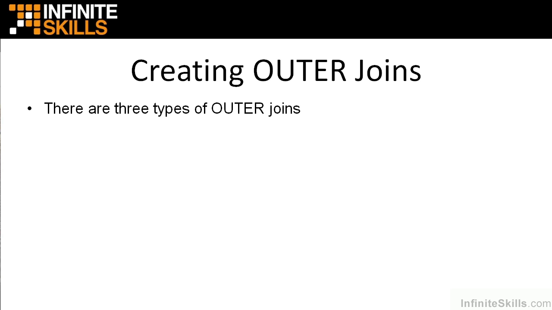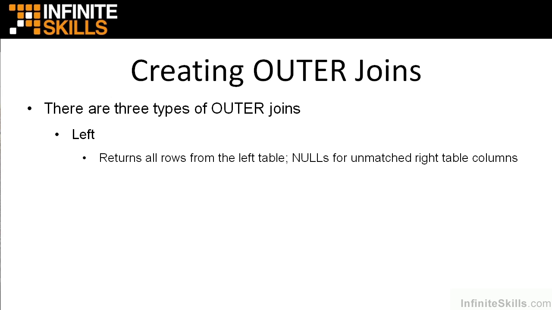There are three types of outer joins. Now remember, an inner join says whenever the two common columns between two tables match, return something. But that's the only time you return anything, is when I get a match. Well, the outer join, if we do a left outer join, says return all the rows from the left table. The left table being the table that's on the left side of the join statement in the query. So return all the rows from the left table and just give me nulls for any unmatched right table columns.